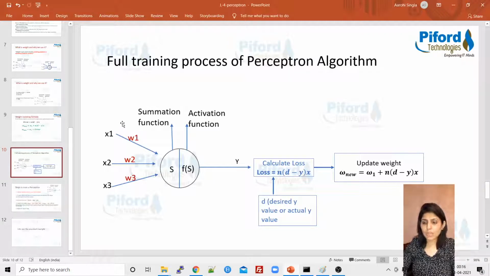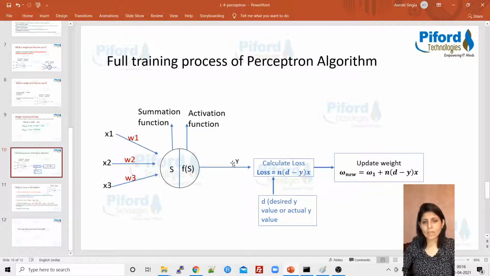These weight values will get multiplied with their inputs. That means x1 into W1 plus x2 into W2 plus x3 into W3, and all these values go to the summation function of the perceptron. The task of summation is to add up all the input values. Then we have an activation function, and we decide which activation function we want to use here. After that we will get the value of y.